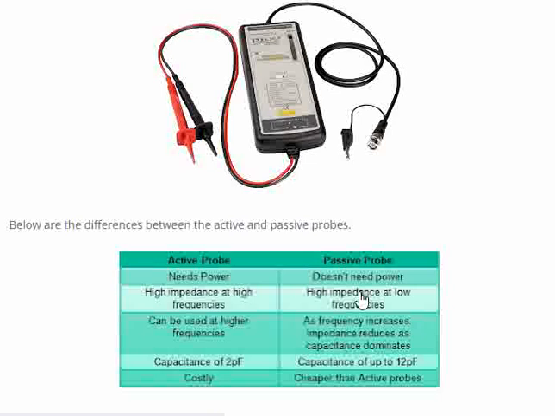As we mentioned about the capacitance of the probes, a passive probe has a capacitance of up to 12 pF, whereas an active probe has 2 pF. Picofarad, 2 picofarad is a lesser capacitance. That's why it can probe high frequency signals without any issues. The only disadvantage of the active probe is that it is costly, whereas a passive probe is cheaper than active probes.